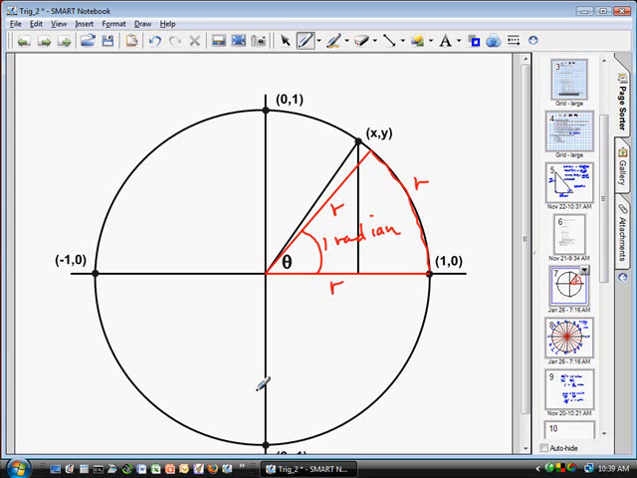Any angle then that has the same beginning and the same ending point, same initial side and the same terminal side, are called coterminal angles. So now that part shouldn't be that terribly hard after I told you that.